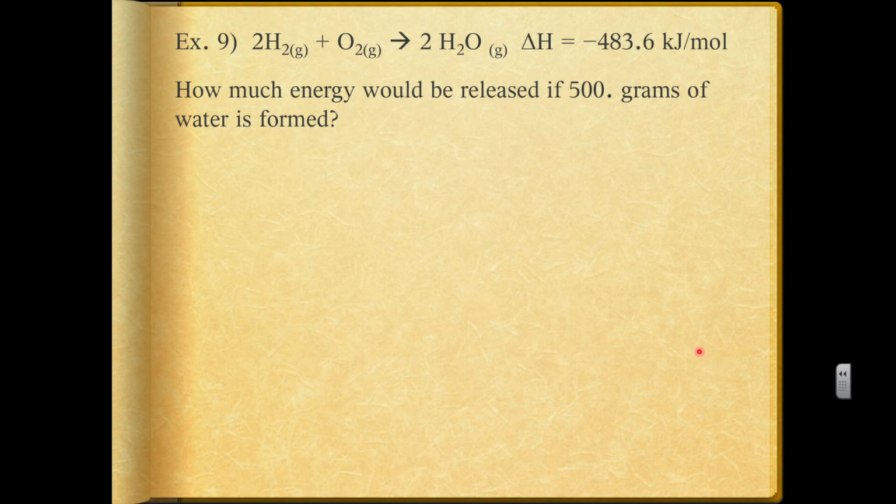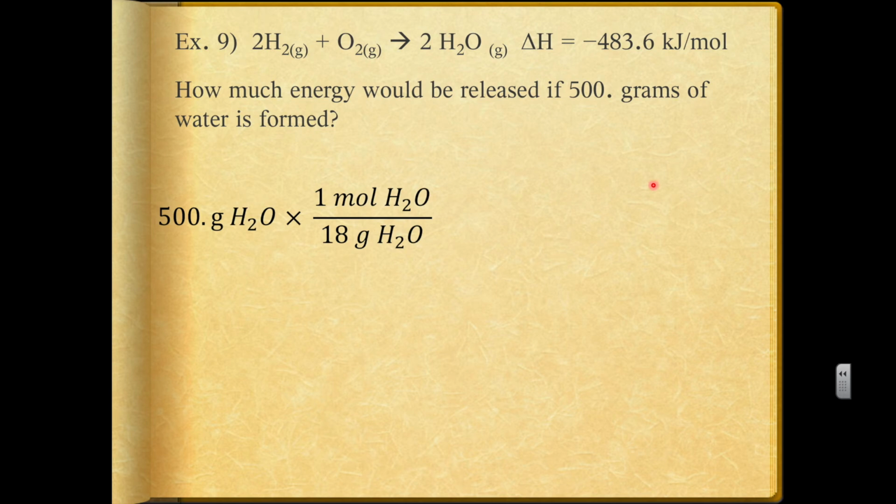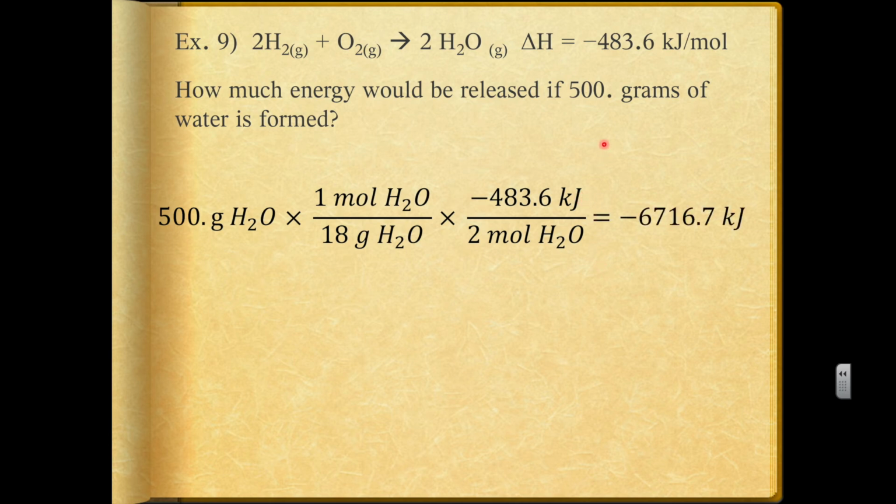How much energy would be released if 500 grams of water is formed? We have the water production right here. Hydrogen plus oxygen makes water, and the delta H is negative 483.6 kilojoules per mole. So we'll start with 500 grams of water, I apologize. And grams aren't useful, so we'll convert them into moles. And then we are going to convert moles into kilojoules. And that will bring us up to here, and that will tell us how much heat will be released. And we'll go ahead and round that answer.